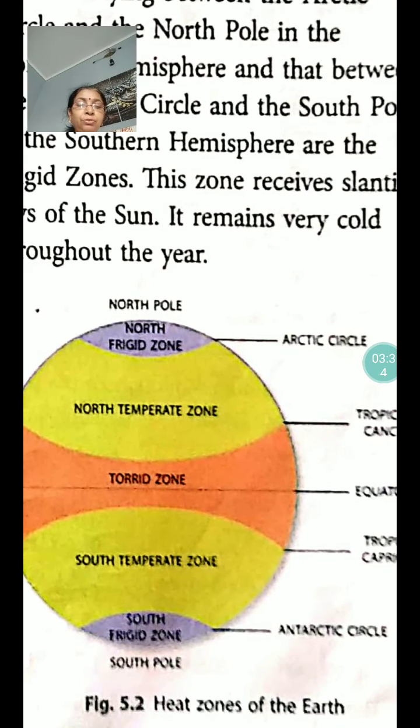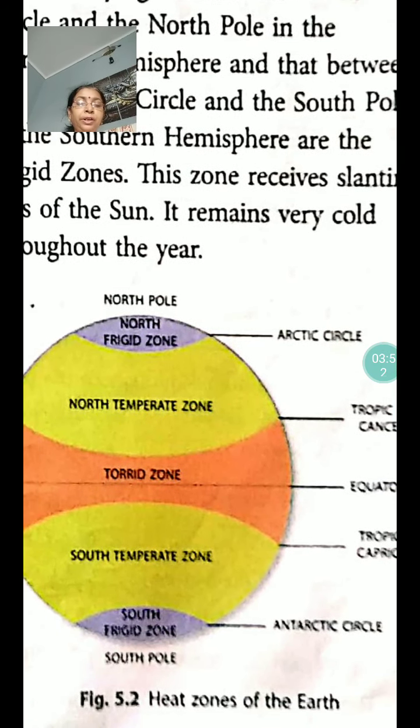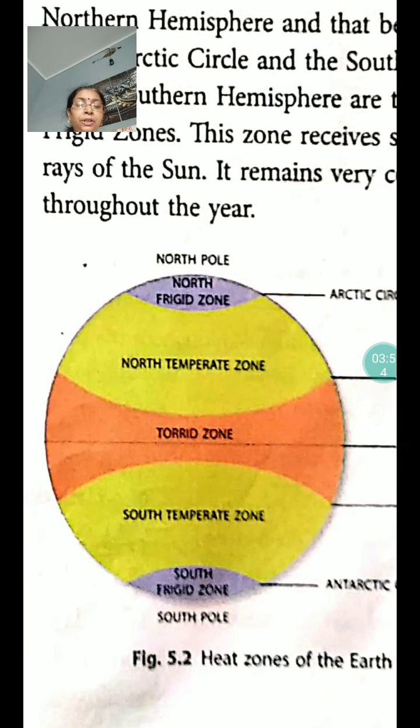In between there is the torrid zone, which is very hot, and near the poles it is very cold. And the yellow part you can see is in the middle of the pole and the equator. It is neither very hot nor very cold.